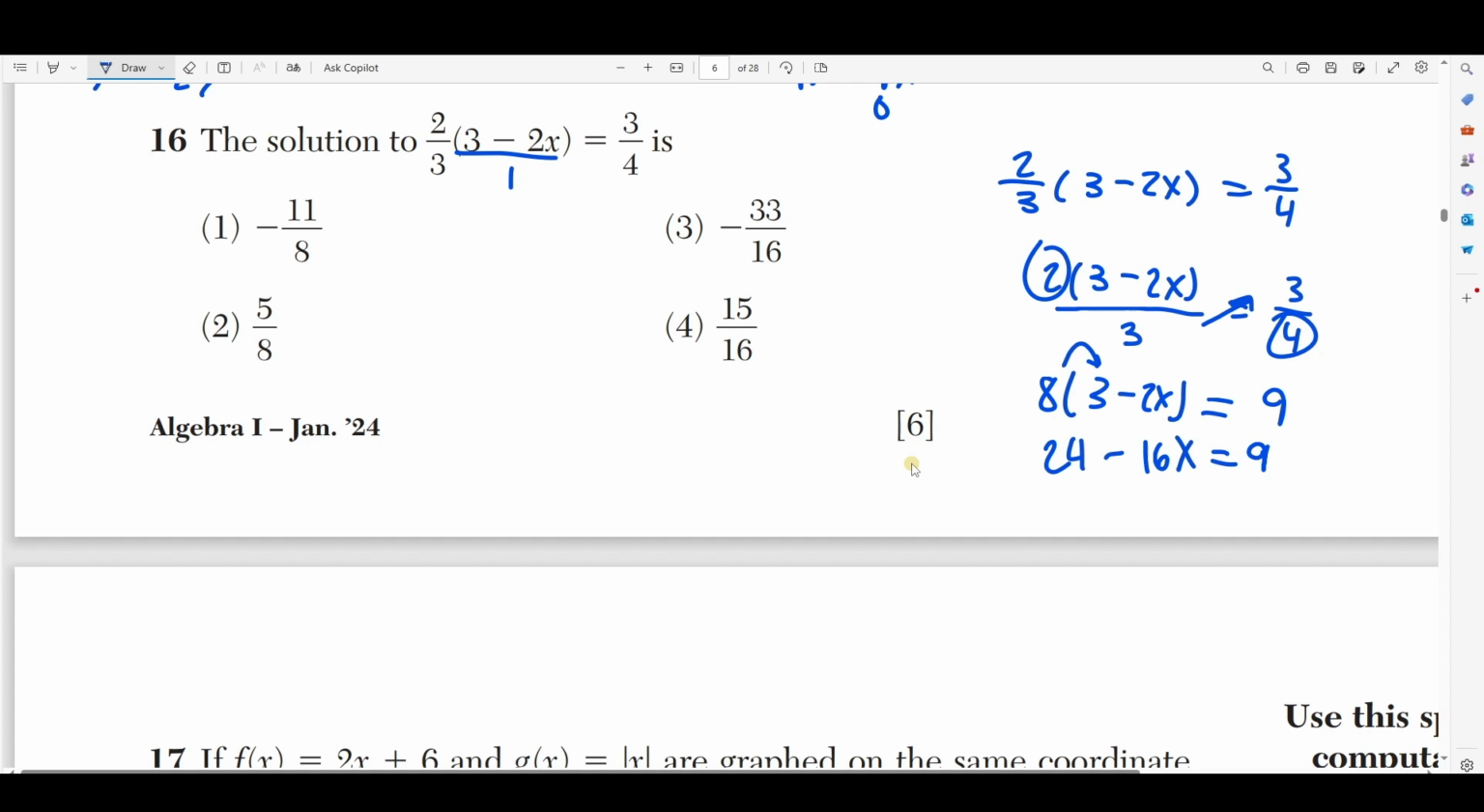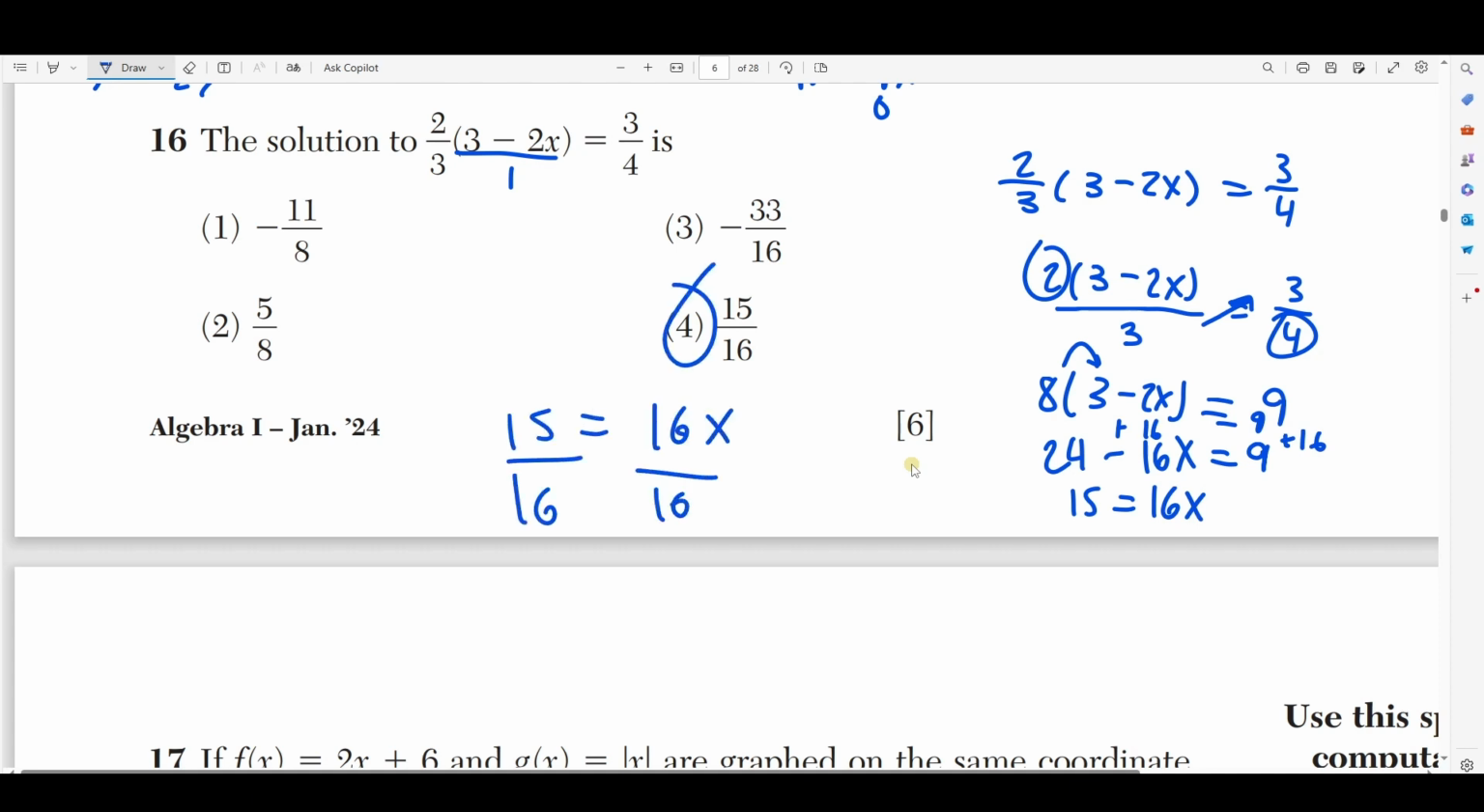So here, I'm going to add 16x to both sides and subtract 9 from both sides. So I'm going to have 15 is equal to 16x, right? I added 16x to both sides, and I subtracted 9 from both sides. And if I have 15 is equal to 16x, divided by 16 on both sides, I get x is equal to 15 over 16, which is choice 4.